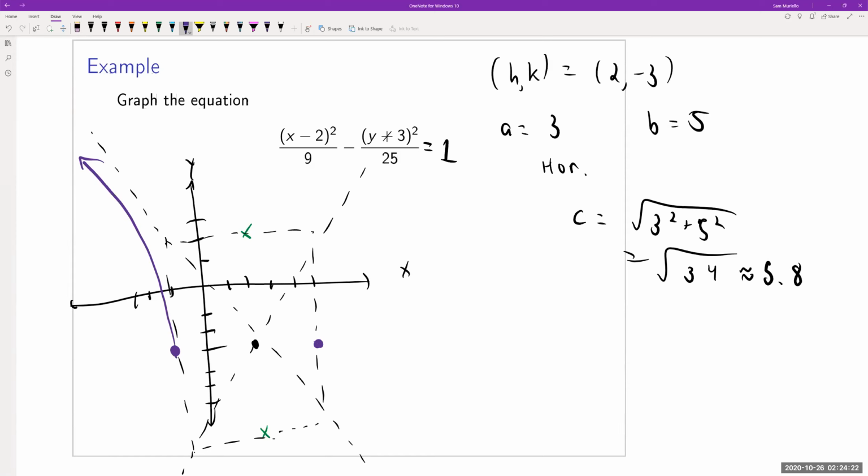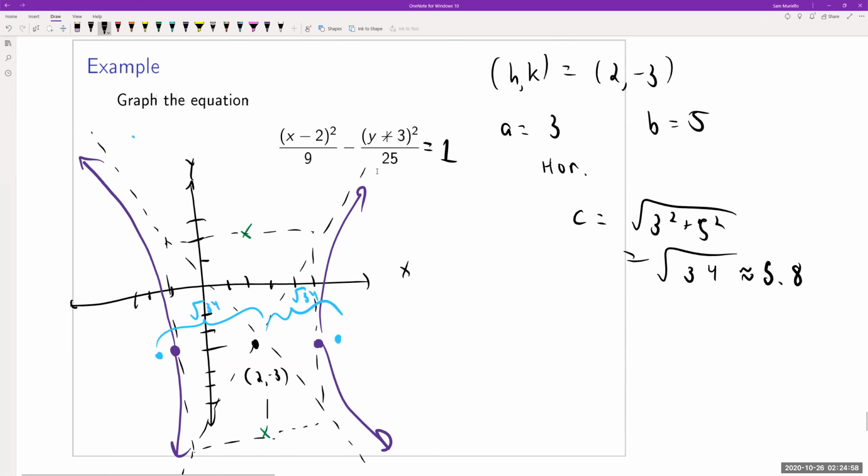Looks like it's a pretty wide one. This is because the conjugate axis is much longer than our transverse axis, which forces the hyperbola to be quite wide. Finally, since the focal length is about 5.8, we can put the foci at a distance of root 34 in each direction. This point right here, the h comma k, ends up being the 2 comma negative 3. We'll do one more example here, and then we'll call it a day.